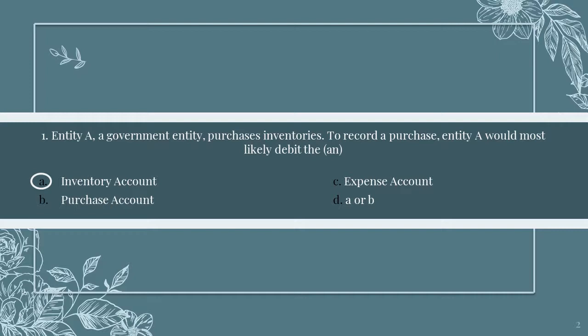The reason for that is because a government entity uses the perpetual inventory system. So we all know that in the perpetual inventory system, there is only an inventory account instead of a purchase account, because that is for the periodic inventory system.